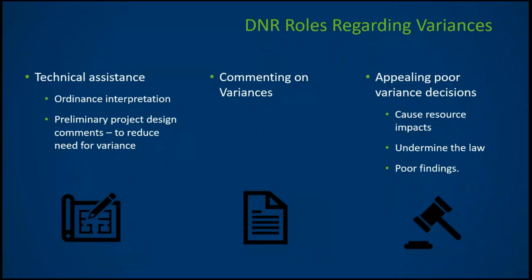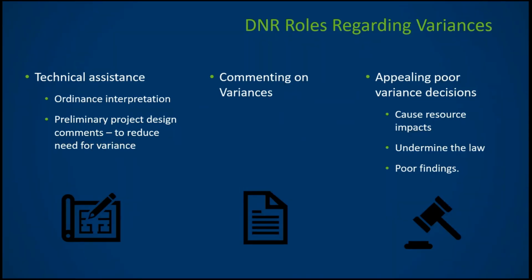All right, the DNR's roles regarding variances. Our role is to ensure that shoreline and floodplain ordinances are administered in a way that achieves the purposes of state law. To this effort, we work in three capacities. First, we offer technical support to assist in ordinance interpretation and offer design ideas. Both interpretation and design ideas may help avoid variances altogether or reduce the scope of the requested variance.